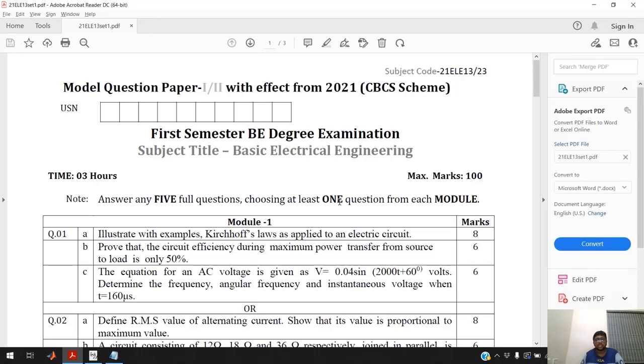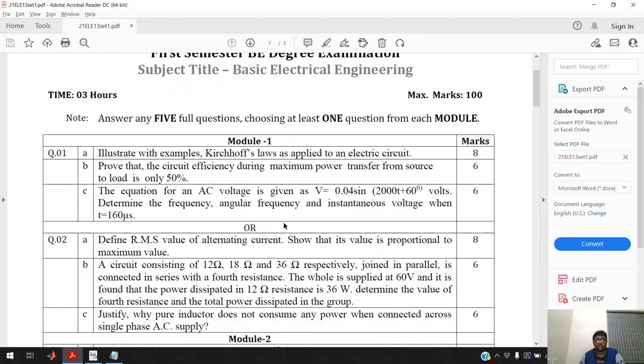As you can see from the PDF, this is one of the sets of the question paper which VTU has put out. I'll be trying to solve the problems of module 1 and module 2 in this video. In question number 1 and question number 2, there are totally two problems, so I'll try to solve these two problems of module 1 now.